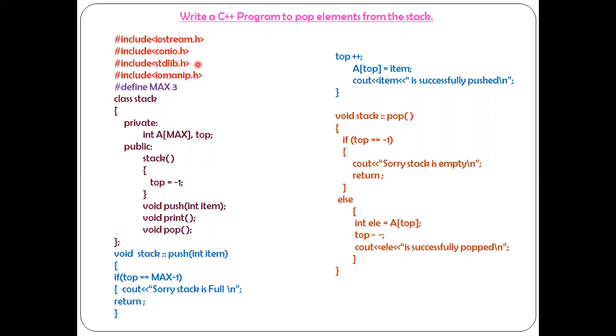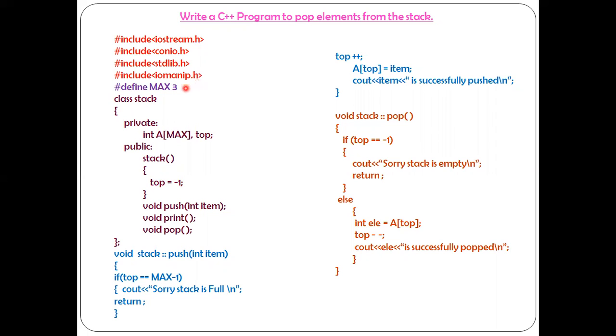We are using one exit function in this program. For that purpose, we are adding stdlib.h. And the fourth one is #include iomanip.h, which stands for input output manipulators. Here I'm using the setw function. For that purpose, the supporting header file must be added at the beginning of the program.